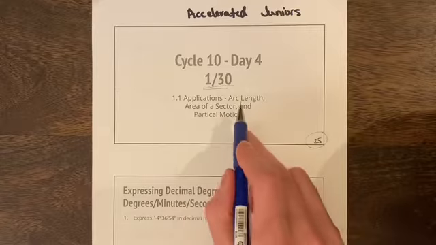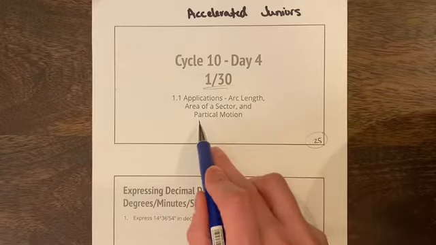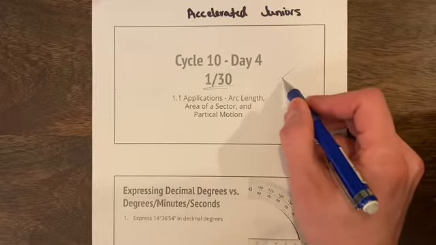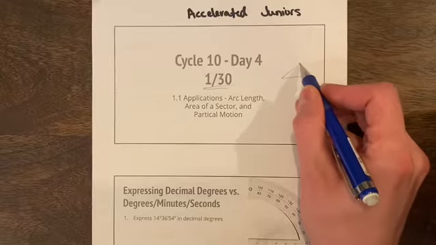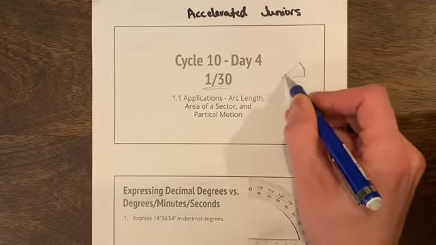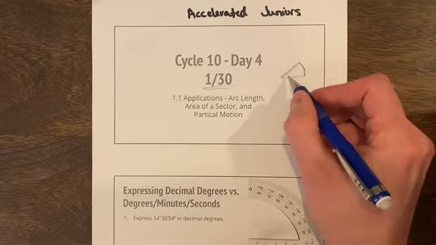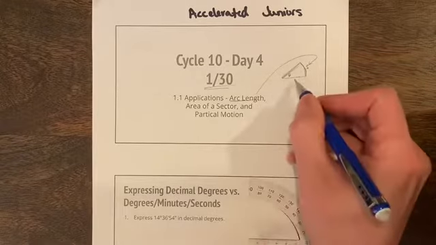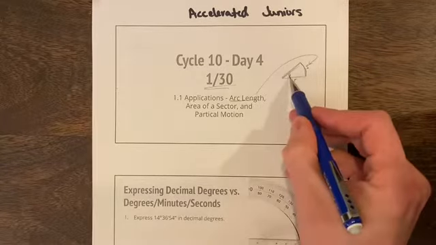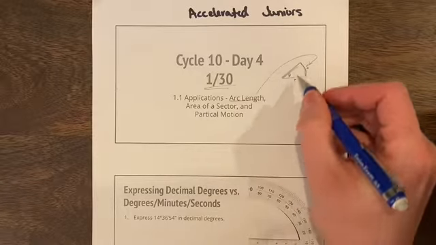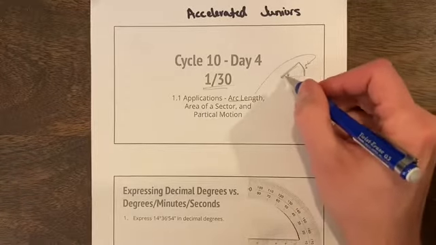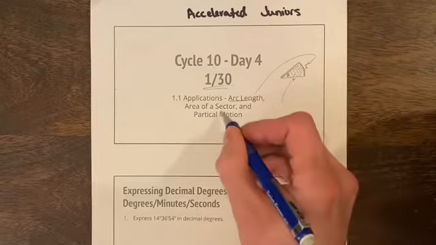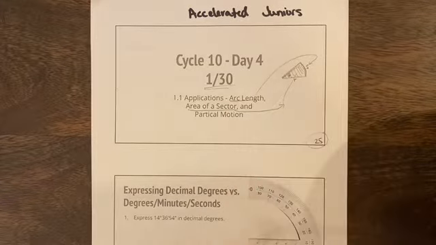Today we're talking about applications of arc length, area of a sector, and particle motion. So remember, arc length is just if you have an angle and you have an arc, right? Remember, Sal used that fancy word subtends, right? Here's theta. This is your arc length, right? So arc length is right there. This is your radius and your angle is right there. Area of a sector, that just means, let's say that we wanted to find the area of this shape. If we wanted to find the area of this shape, that's called finding the area of the sector.